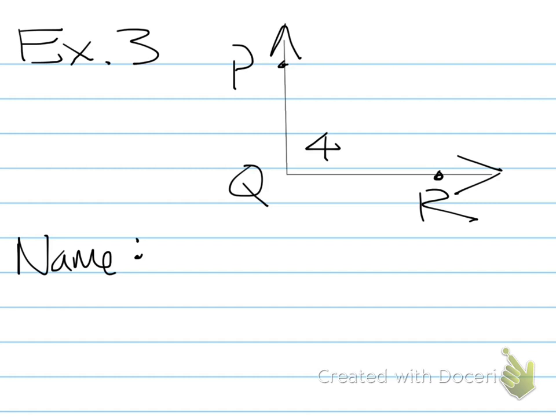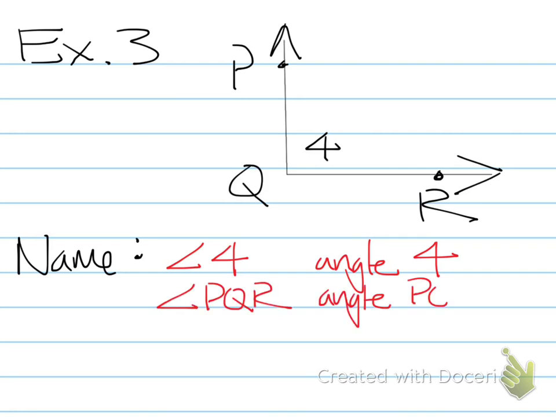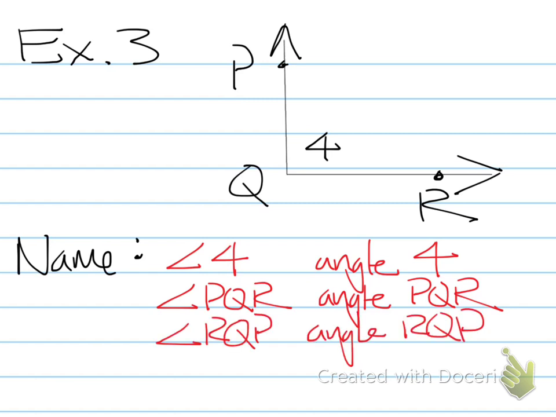All right, one of the ways that we can name this angle, since there's a number inside the angle, we can call this angle angle 4. And then if we're going to use three letters to name the angle, we can call this angle PQR. We can also reverse the order of those three letters and name the angle RQP. And then since the vertex of this angle is not shared by another angle, we can call this angle Q.